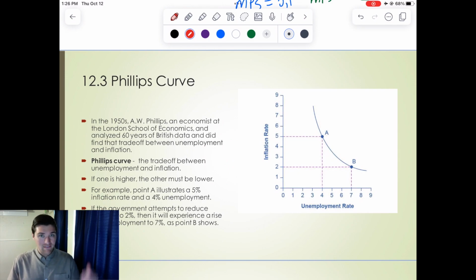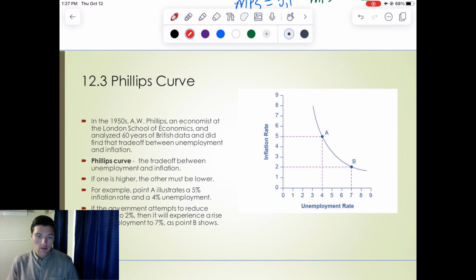Dr. Phillips did find a correlation between unemployment and inflation. And what he found is that if one is higher, the other one is going to be lower. So there is this trade-off between unemployment and inflation. When this is happening, we call this the Phillips curve. So on the right here, we do have an example of the Phillips curve, which is basically showing you where your economy is currently at.